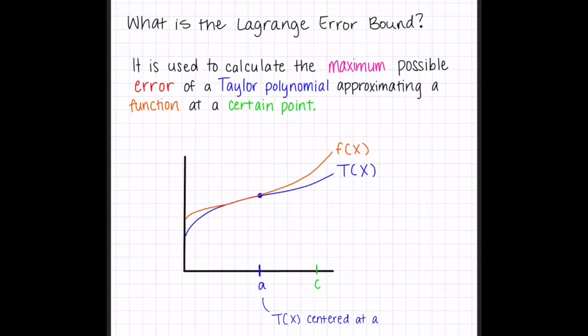This video is about the Lagrange error bound. The Lagrange error bound is used to calculate the maximum possible error of a Taylor polynomial approximating a function at a certain point. Let's break this down further.